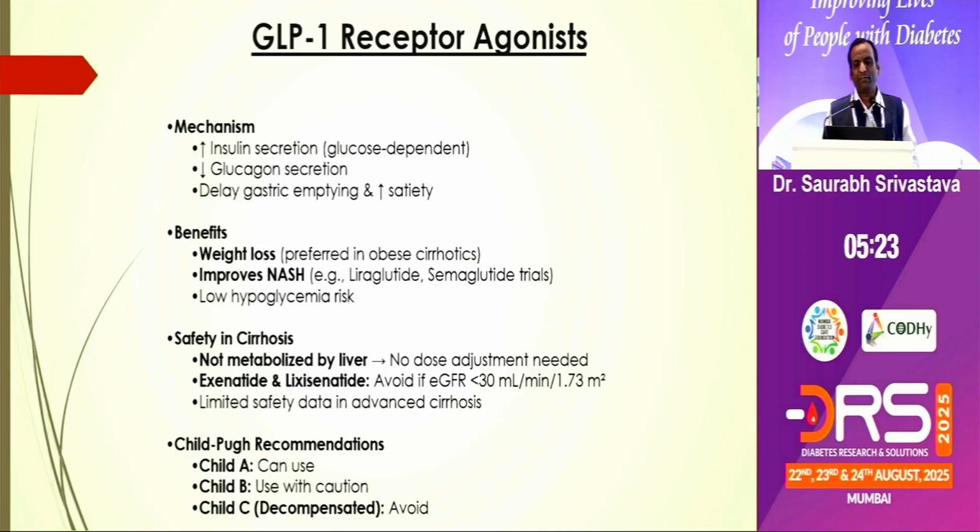Coming to GLP-1 agonists, they have the benefit of weight loss and improved NASH, and lower hypoglycemia risk, so they can be used. It is not metabolized in liver, but exenatide and lixisenatide should not be used in renal failure.